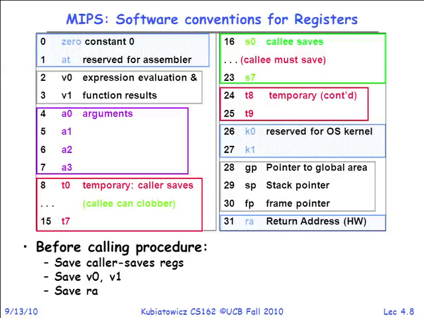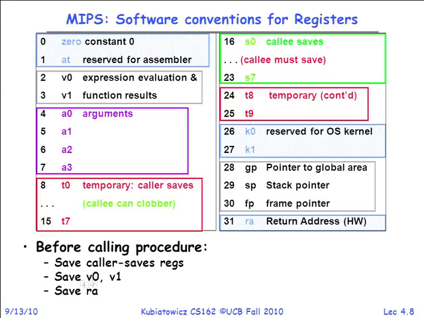Well, before calling a new procedure, we have to save all the caller saves registers. That's these red ones. And the reason is because they're going to be called temporaries for the next procedure. It's going to be able to do anything it wants. And therefore, if I care about those values, I better save them before I call somebody, because they will clobber them. And then I've got to save V0 and V1. Okay, these are actually where the return values are put. And then I have to save RA, which is the return address. And then I can call.